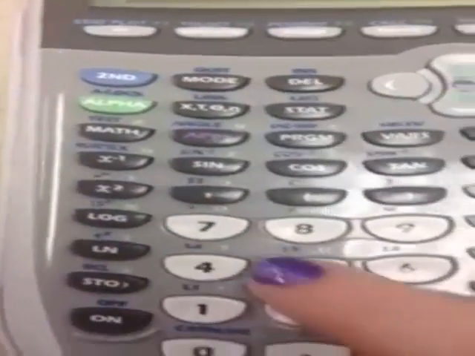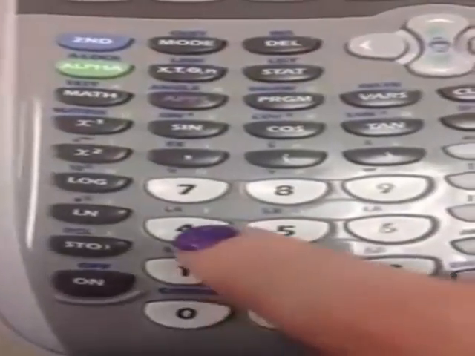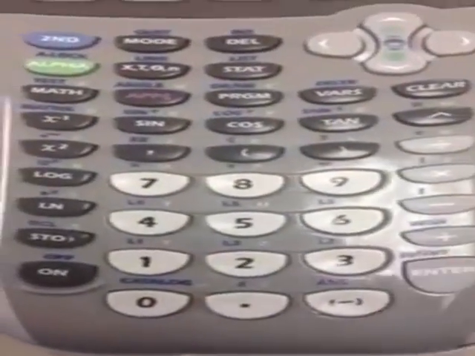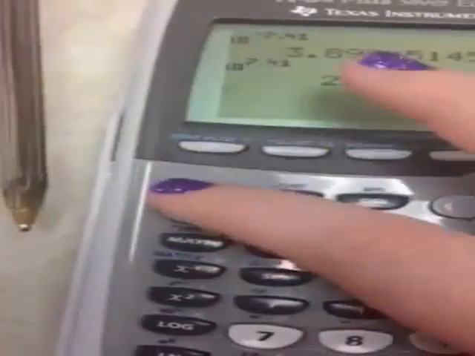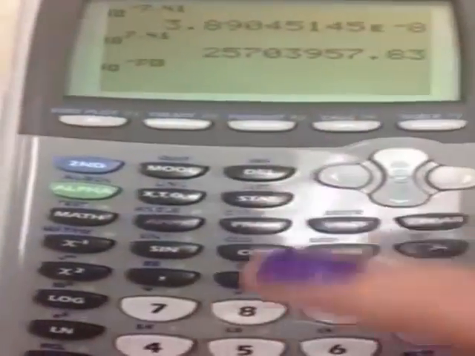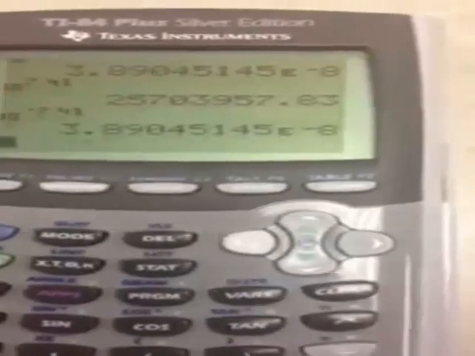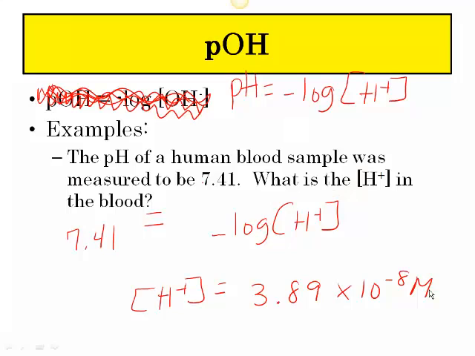Again, that was second log 7.41, enter. And then that's, oh, I forgot the negative. I didn't hit the negative. Second log negative 7.41. And there you go.